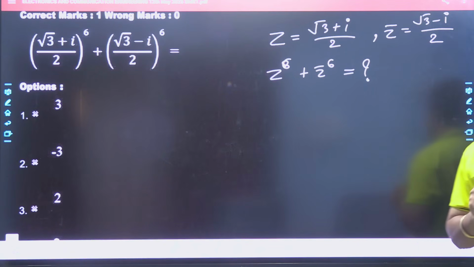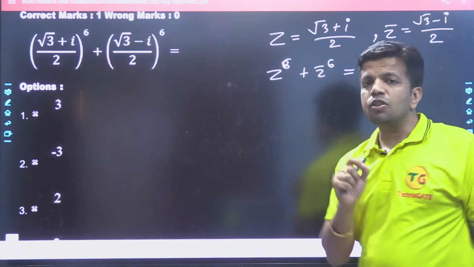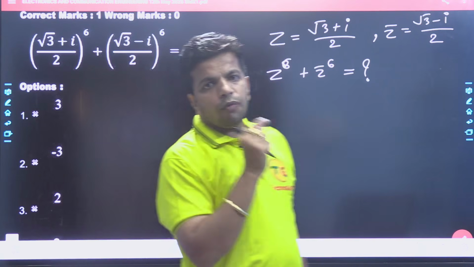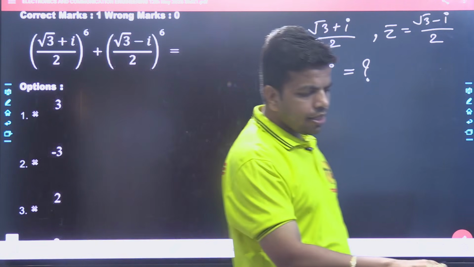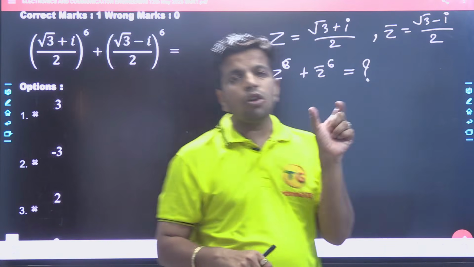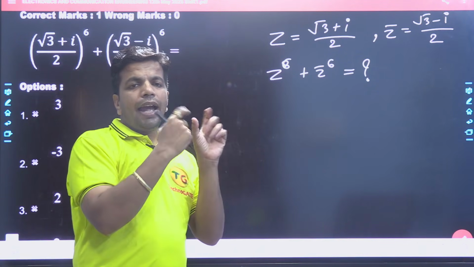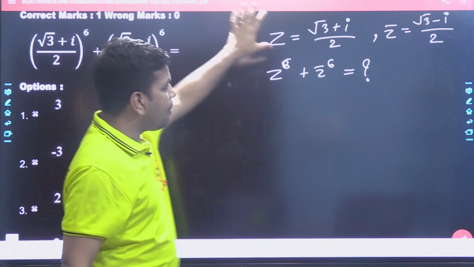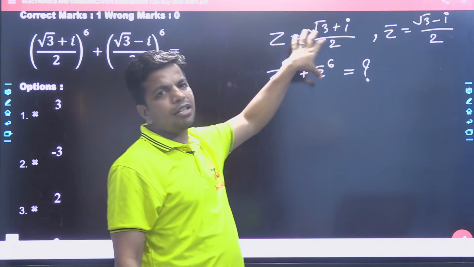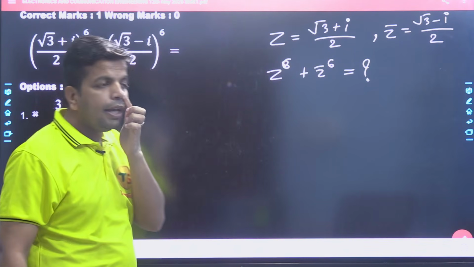So ultimately here z and z bar are the complex conjugates. So we need to compute the value of z raised to 6 plus z bar raised to 6. Here we can say that they are complex conjugates and we need to find the addition of their even powers. So z to the power 6 is even, z bar to the power 6 is even. We need to find the addition of this.